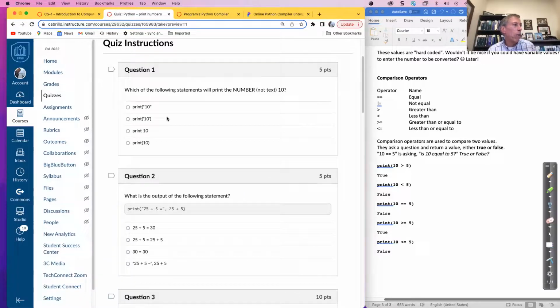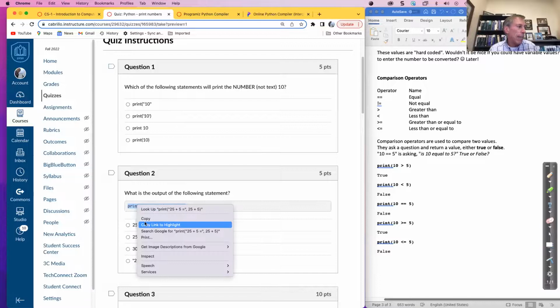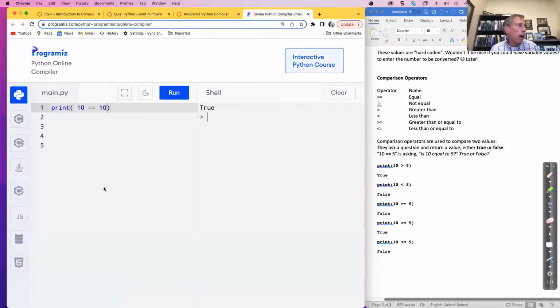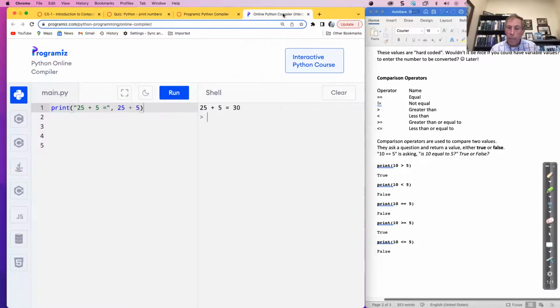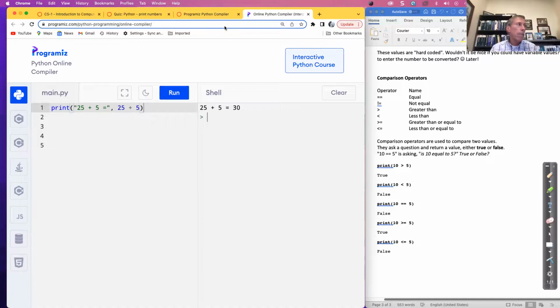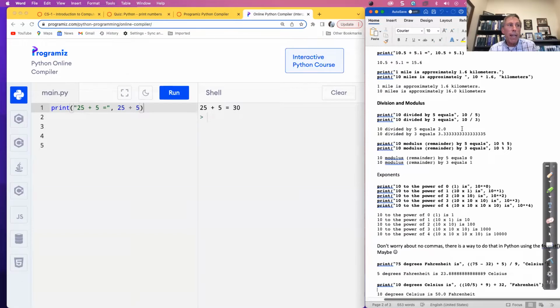But remember what you can do. You can copy and paste. You can take this, copy it, go into the online compiler, paste that in, and you can actually run it and verify you got the answer correct. Okay, take your time. There's not that many questions. Don't be afraid to also have fun with this. Play with it. Take what I have here and just try different things.